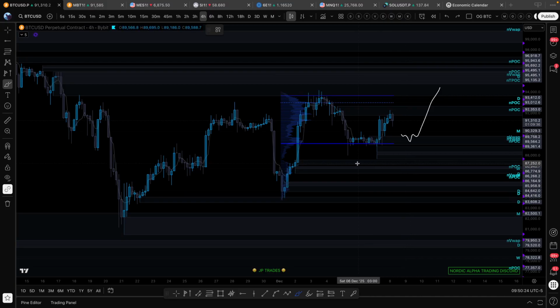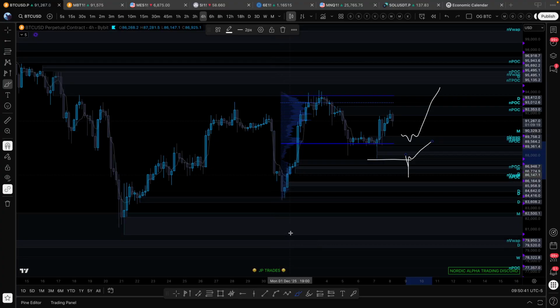Let's go and put that back on. So a sweep of this low into this level, and it could actually rip down a little bit further than that. Let's redraw that.